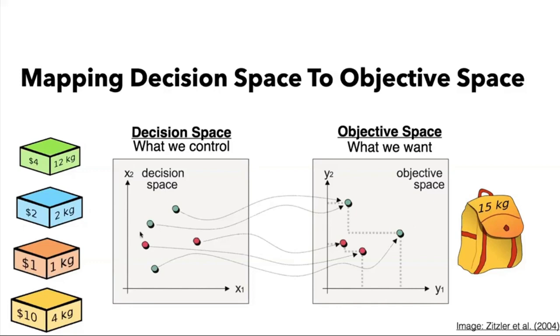And so what do we have control over? What's our decision space? Well, our decision space is which subsets of packages we choose. And then our objective space is the calculated weight and the calculated value. These arrows are important because they show that we have a function that goes from the decision space to the objective space.